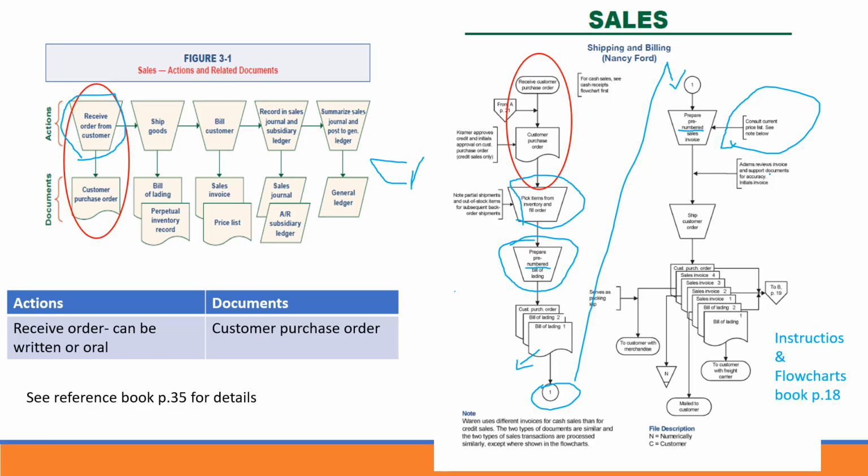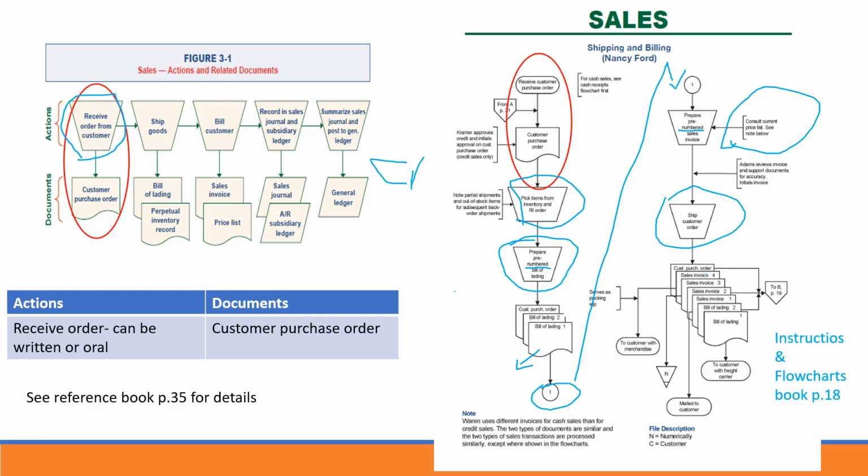So Adam then reviews the invoice and the supporting documents and makes sure it's accurate, and then he initials the invoice. So altogether, this bill of lading, customer purchase order, and sales invoice go to the shipping department to ship the customer order. Okay, and in this shipment, you will have this document: customer purchase order goes to the customer with the merchandise, and it could be a packing slip as well.